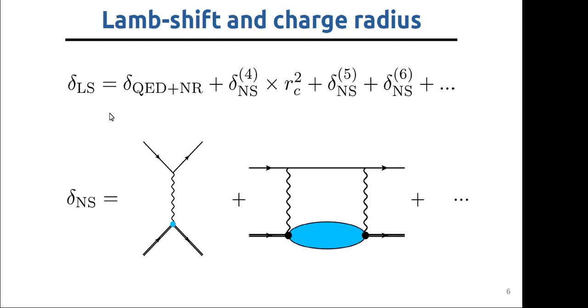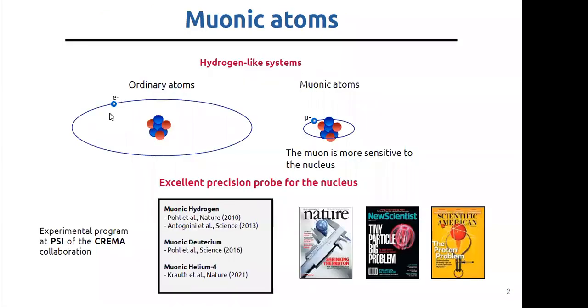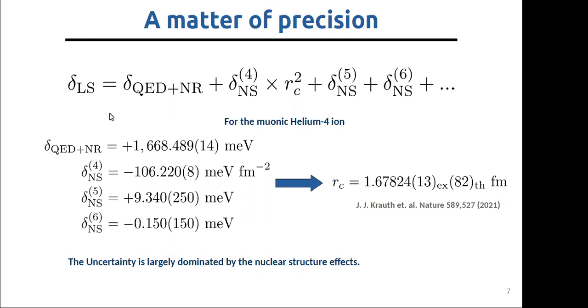For instance, this is the table from the CREMA collaboration in muonic helium-4. So these numbers are relevant for the muonic helium-4 ion. And you can immediately see that this nuclear structure contribution is much smaller, but using this number, the Lamb shift in muonic helium-4 was able to extract this value for the charge radius of the alpha particle at high precision. But you can immediately see that the uncertainty is dominated by theory, which in turn is dominated by this delta NS5 and delta NS6, which for the rest of the talk we will focus on.